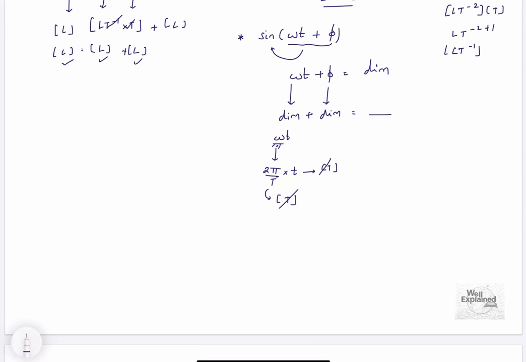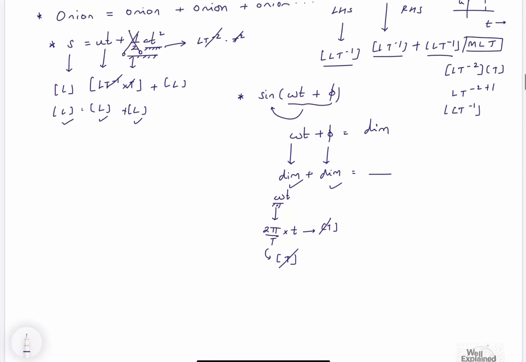And 2 pi. What is 2 pi? It's an angle. Angles do not have any dimension. Satisfied? Phi, which is nothing but phase angle. In the word phase angle, you have angle. Angle has no dimension, which means phi is also dimensionless. So dimensionless plus dimensionless must give you dimensionless. So if they ask you a question, does this equation satisfy the rules of homogeneity? You would say yes, it does satisfy because you have verily proved this condition.